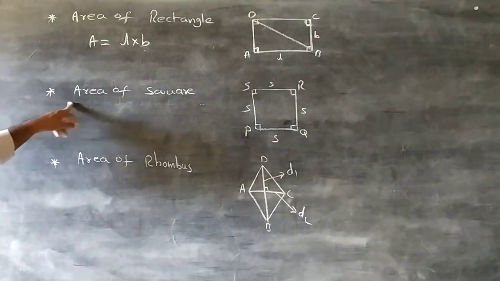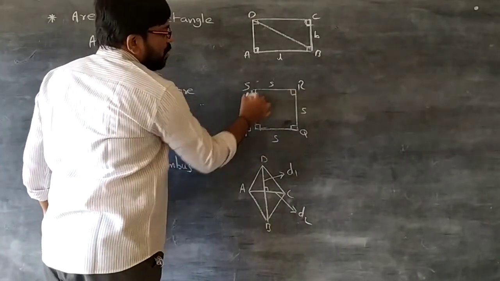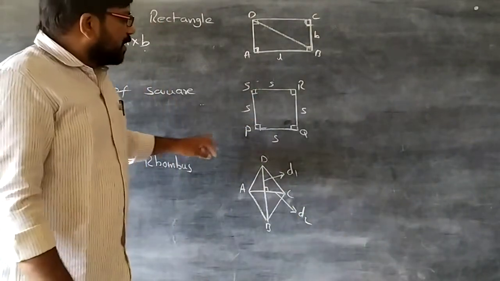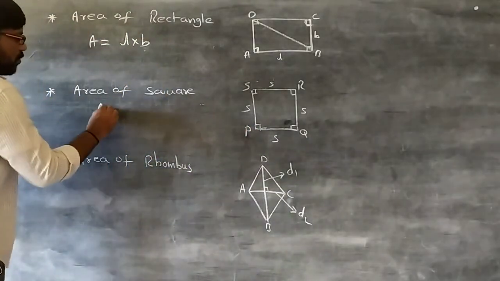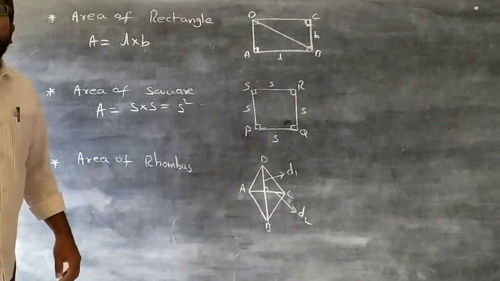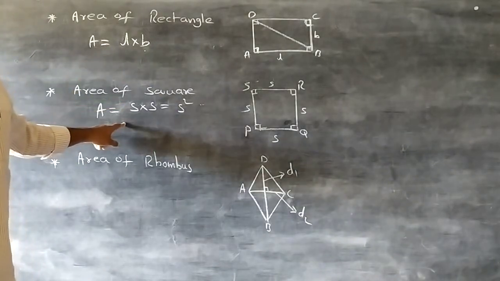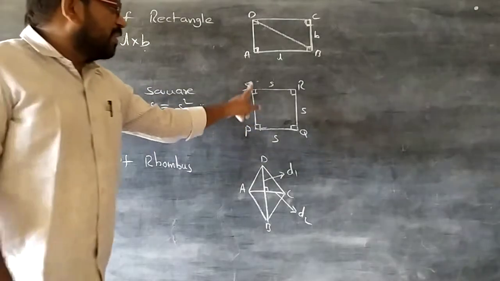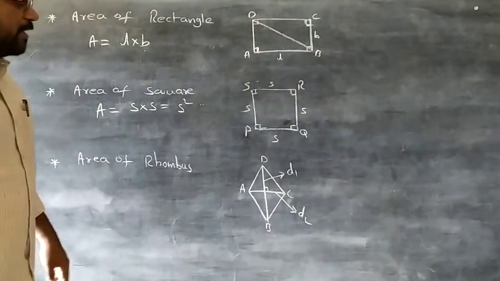Next, area of square formula. In square, all sides are equal and each angle is 90 degrees, right? If AC is its equal side, then its area A is equal to side into side, that is equal to side square, S square. So these two are well-known formulas. Area of rectangle L into B, area of square side into side. When given its equal side, that is S, its area is side into side, right?